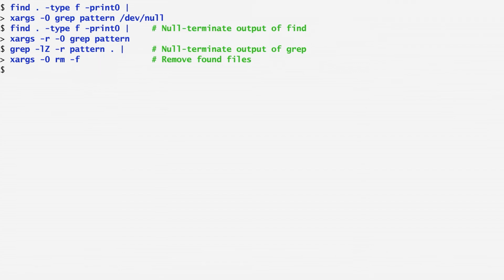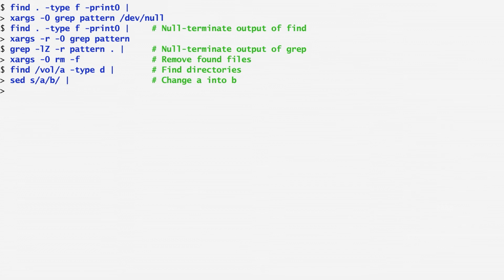Consider the case where we want to mirror a directory hierarchy without its files. For example, I want to mirror the directory under volA into volB. After obtaining the volA directories, I pipe them to the sed command to rename their parent directory from A to B. Next, I need to pipe the output to the mkdir command in order to recreate the directory hierarchy under B.